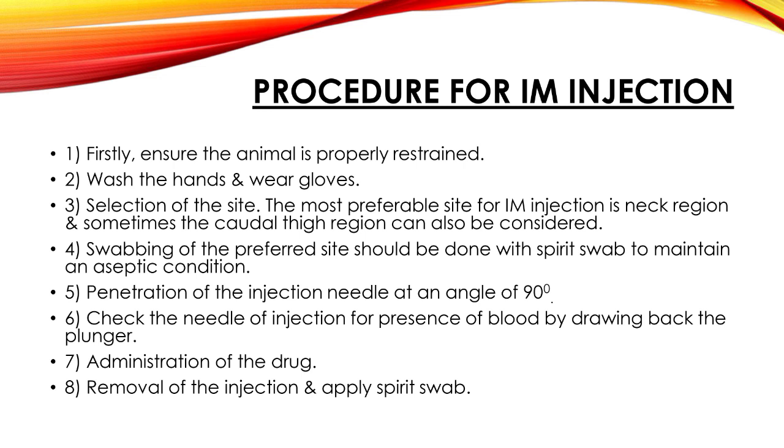Penetration of the injection needle at an angle of 90 degrees is to be done. Then we have to check for the presence of blood in the syringe by drawing back the plunger. After confirming, administration of the drug is to be done. And lastly, the needle is removed and a spirit swab is applied. The whole procedure can be easily understood by looking at a video. So let's proceed for that.